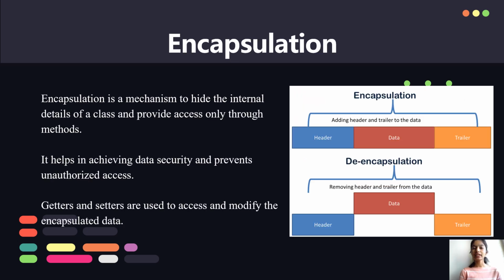Encapsulation. Encapsulation is a mechanism to hide the internal details of a class and provide access only through methods. It helps in achieving data security and preventing unauthorized access. Getters and setters are used to access and modify the encapsulated data.